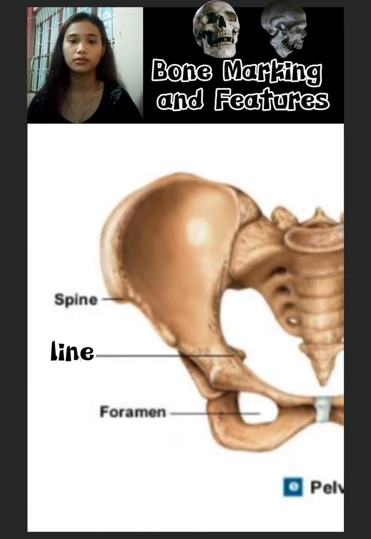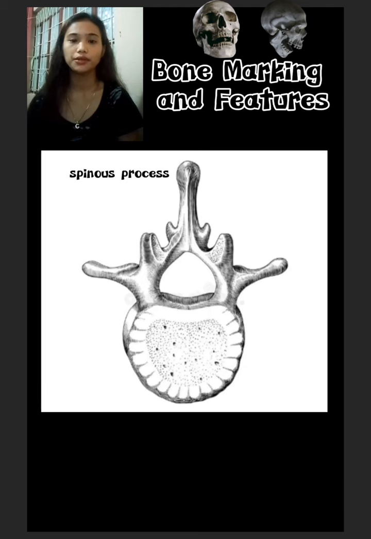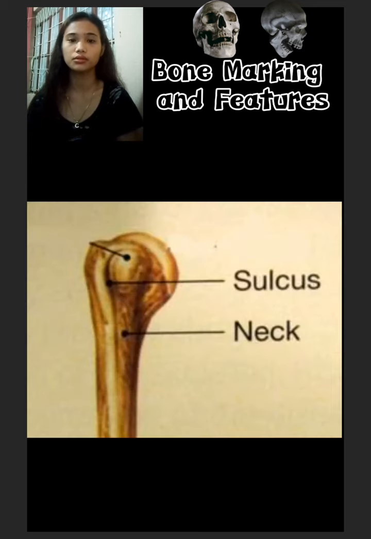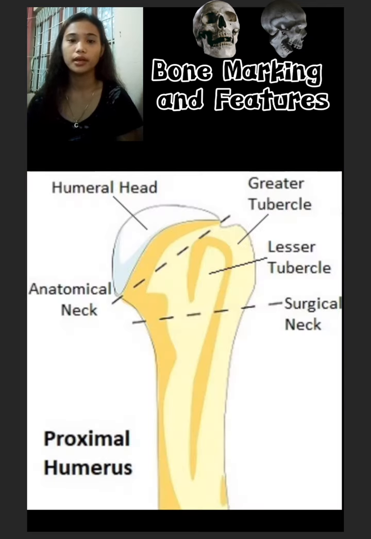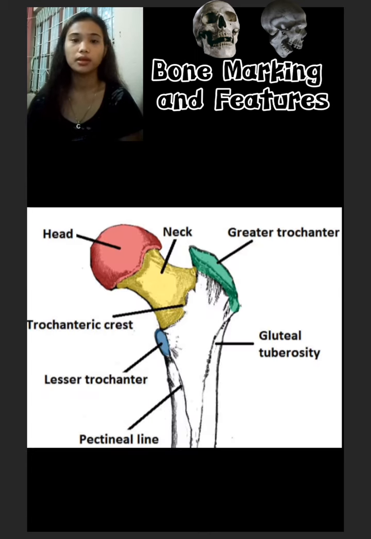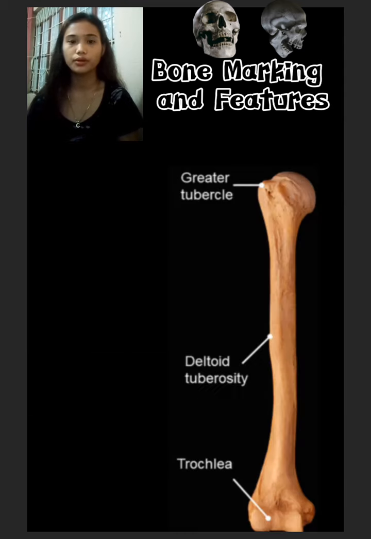Line is similar to a crest but not raised as much. Spine. It is similar to a crest but raised more. It is a sharp, pointed process, and it is for muscle attachment. Sulcus or sulci. It is a groove or elongated depression. Tubercle. It is a smaller version of a tuberosity. Trochanter is a large bump for muscle attachment. Also, it is larger than a tubercle or tuberosity. Tuberosity is an oblong, raised bump usually for muscle attachment.